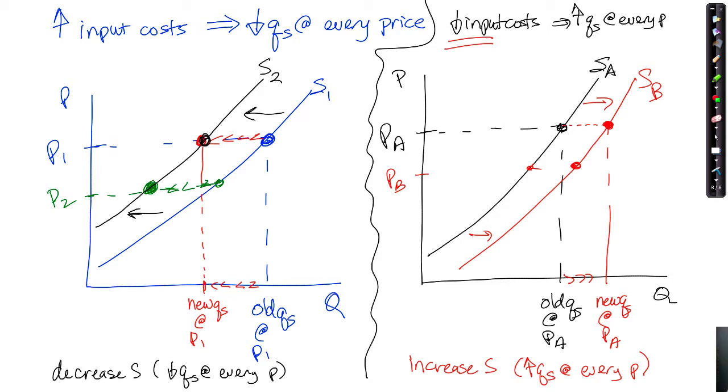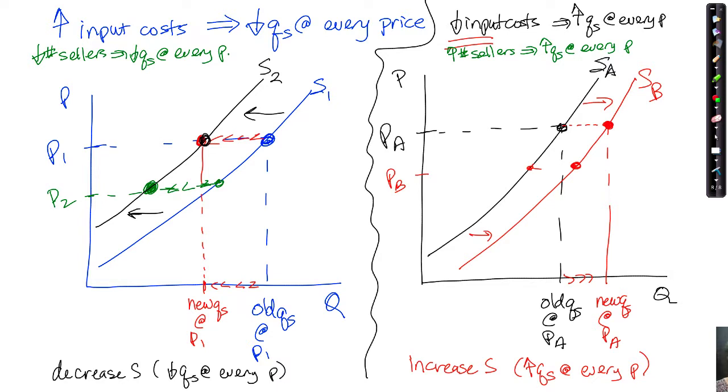Let's see, what else can I put on this graph? If instead of looking at an increase in input costs, we're looking at an increase in the number of sellers, more sellers means there's a greater quantity that would be supplied at each and every price. So an increase in the number of sellers would lead to an increase in the quantity supplied at every price. So again, I'm on the right-hand graph. And a decrease in the number of sellers would lead to a decrease in the quantity supplied at every price.